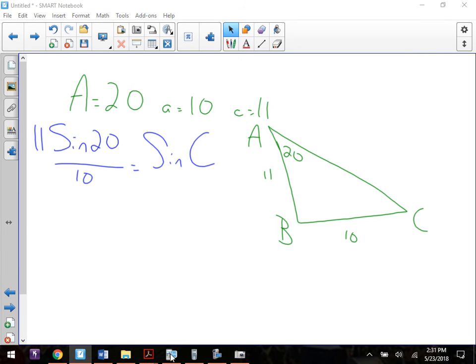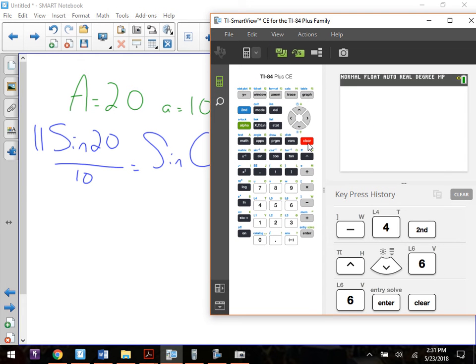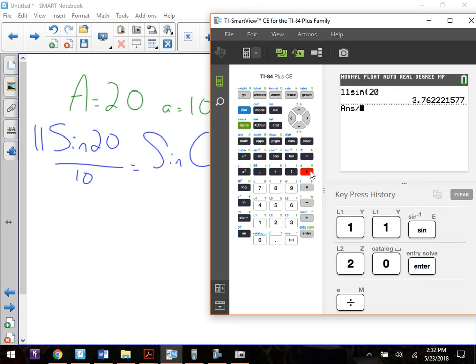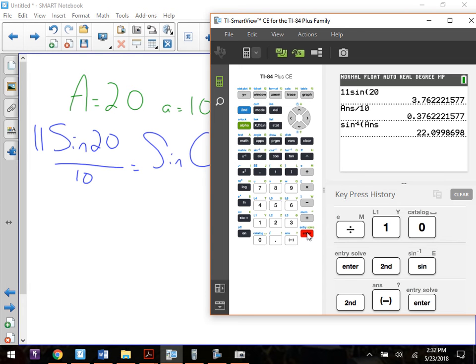So in my calculator, I can do it, and you'd be surprised what you can do with a multiple choice test. And then I do the second side of my answer, and I get 22.1, because it rounded off to 2 decimal places.